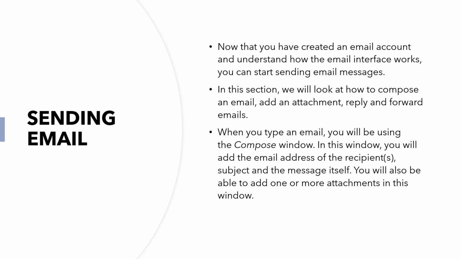Sending email. Now that you have created an email account and understand how the email interface works, you can start sending email messages. In this session, we will look at how to compose an email and add an attachment, reply, and forward emails. When you type an email, you will be using the compose window. In this window, you will add the email address of the recipient, the subject, and the message itself. You will also be able to add one or more attachments in this window.